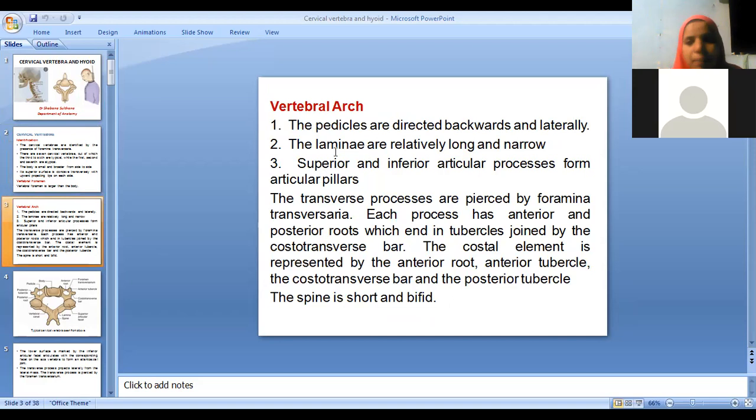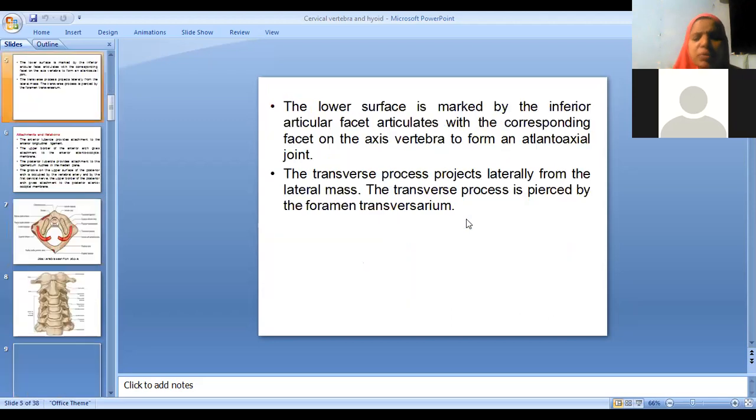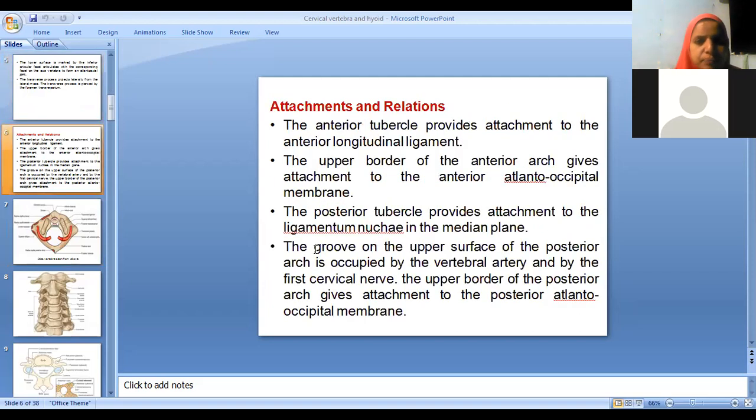Pedicles are directed backwards. Laminae, I said, are behind. They are relatively long and narrow. Transverse process, I said we have foramina transversaria. Anterior and posterior, everything I have shown you in the form of picture better. There is nothing which we didn't discuss. Superior articular facet, inferior articular facet, everything we have discussed.